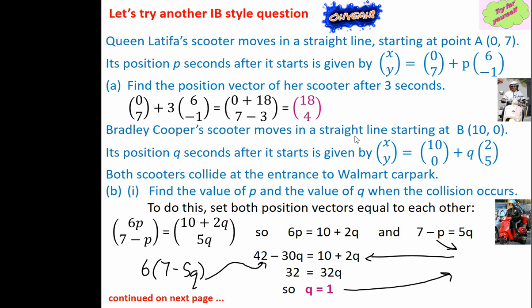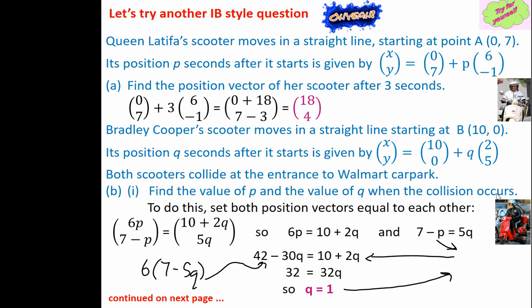And so that's Queen Latifah's scooter. Bradley Cooper's scooter moves in a straight line starting at B, (10, 0). Its position Q seconds after it starts is given by this one. Here's its velocity vector, here's its initial position, and Q is used instead of T. Both scooters collide after these times, at the entrance to the Walmart car park. Find the value of P and the value of Q when the collision occurs.